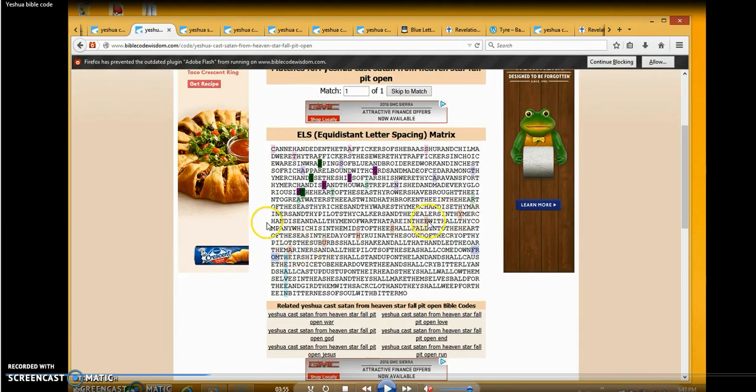The letters YESHUA, and right in the middle of that it says, "in the midst of thee shall fall into the heart of the season, the day of thy ruin," which sounds like Nibiru coming down. But let me back it up now so you can see how the rest of it comes up.